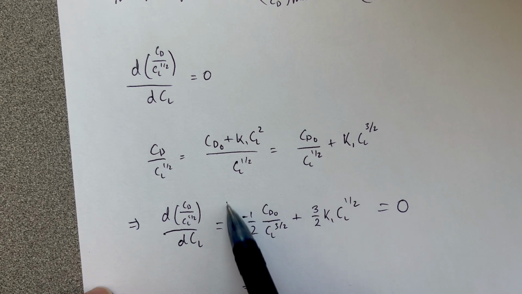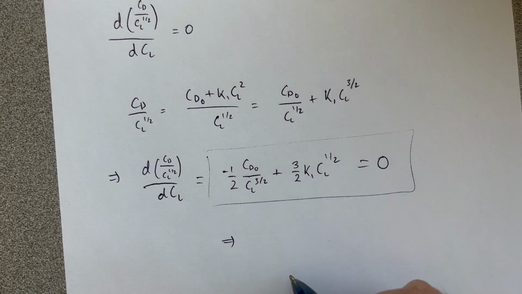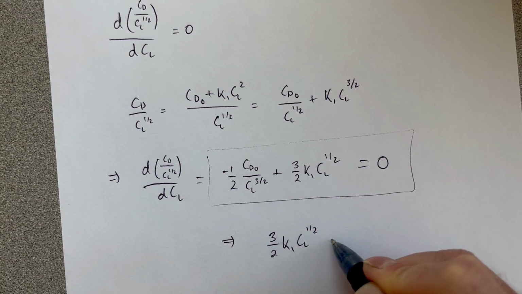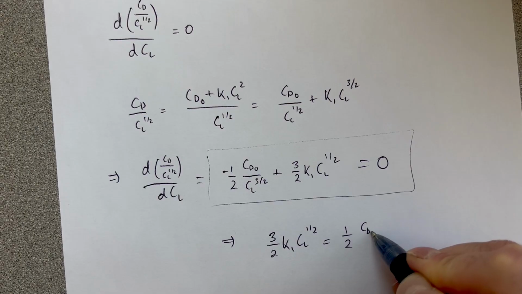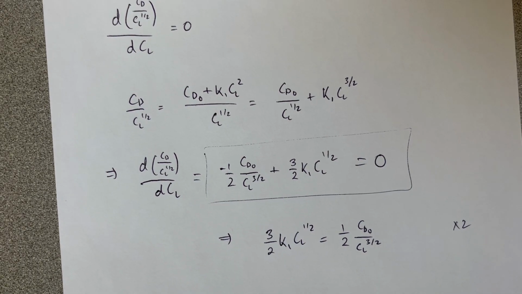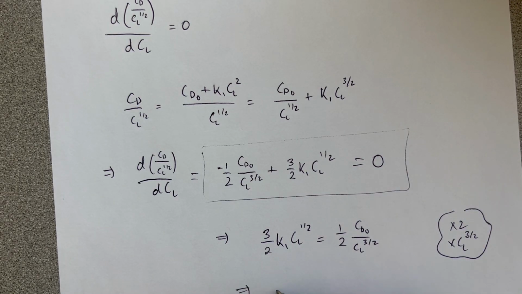So therefore, just dealing with this, I can take this term to the other side. So I'm going to get this, and if I multiply everything by 2 and also multiply everything by CL to the 3 halves, I will get the following: 3K CL squared is equal to CD naught.